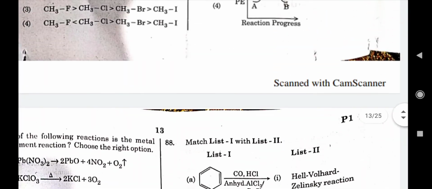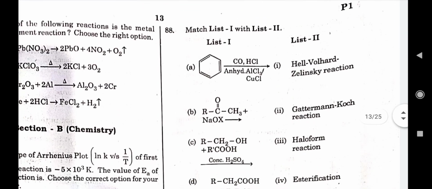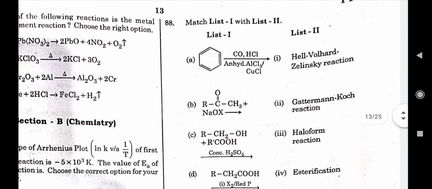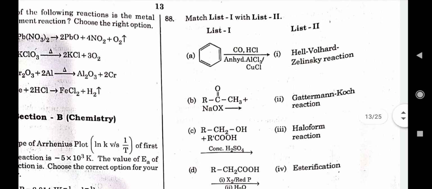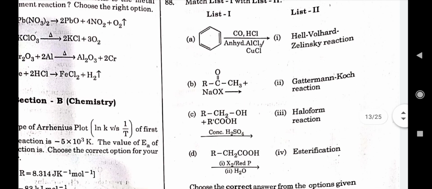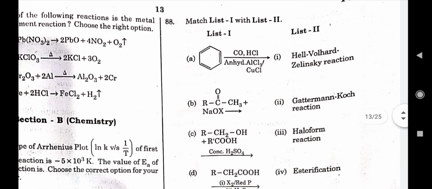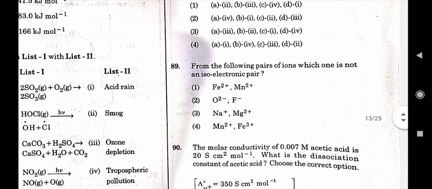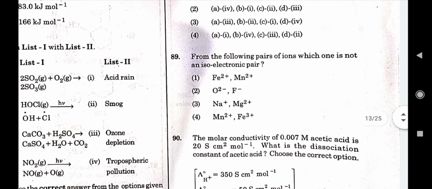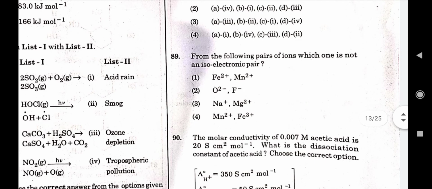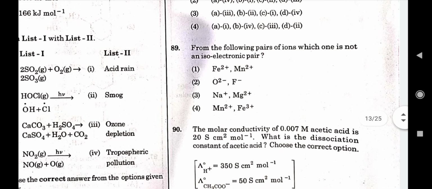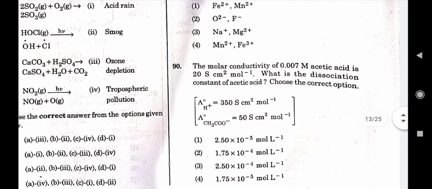Now moving on to question number 88, match list first with list second, इसका जो correct option है that is option number 1. Now moving to question number 89, from the following pair of ions which one is not an isoelectronic pair, इसका जो correct option है that is option 1, Fe2+ and Mn2+.